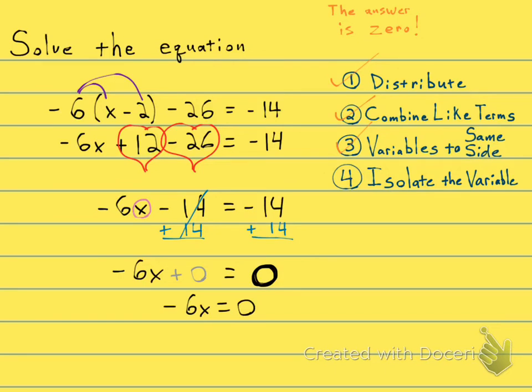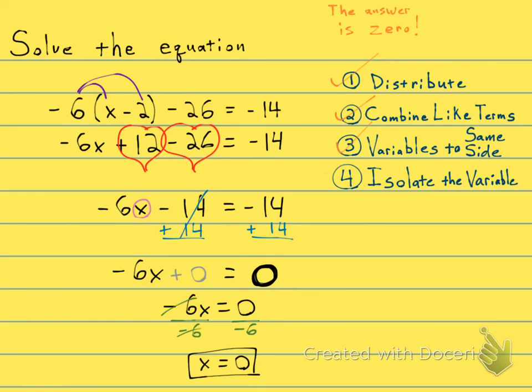And I'm going to keep following my steps to isolate my variable. This x wants to be all by herself. She is multiplied times the negative 6. So to get rid of multiplication, I am going to divide this side by negative 6 and this side by negative 6. Negative 6 over negative 6 is 1. So we have a 1x, which is an x all by itself, equals 0 divided by anything is 0. Okay, so the answer is 0.